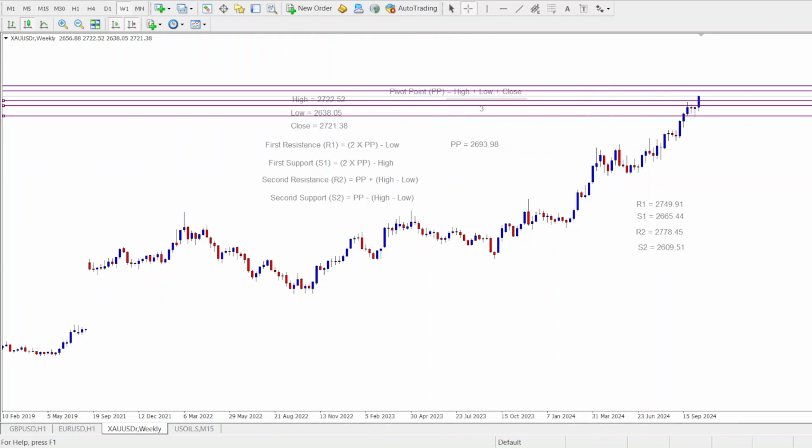Okay, so by following these steps to calculate, plot, and interpret your weekly pivot points, you can enhance your trading strategy significantly. Remember to combine pivot points with other tools and analysis methods for the best results, and avoid the common pitfalls to improve your trading performance.